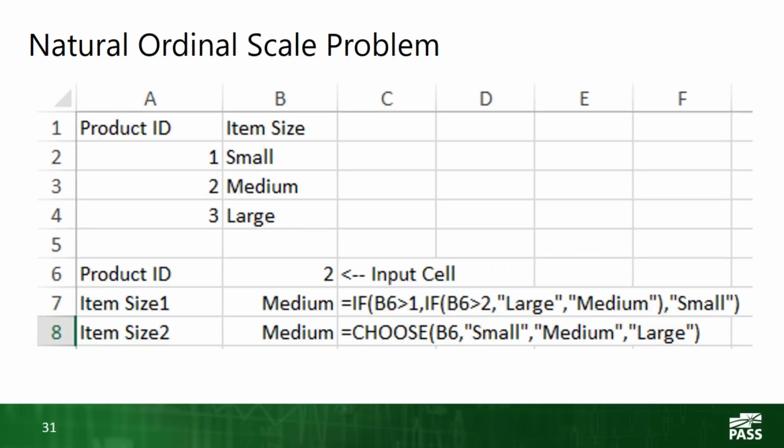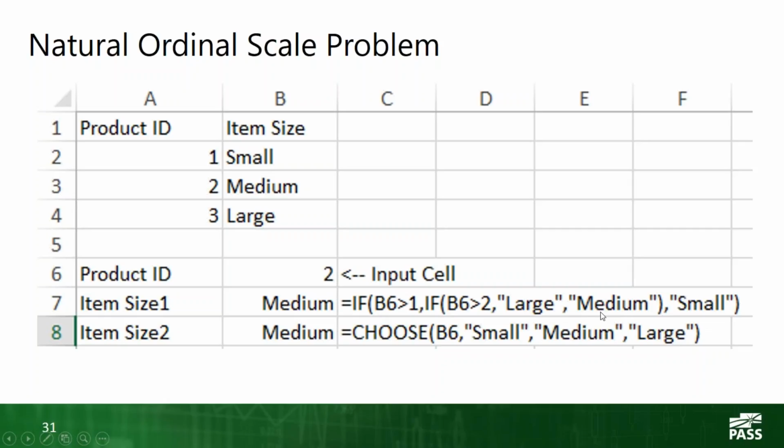Now let's think of another problem. So here I have product IDs 1, 2, and 3, and I have an item size, and I want it to return small, medium, or large. So I have an input of a product ID in cell B6, and here in cell B7 I use a nested if, which in cell C7 I show you how I've done that.